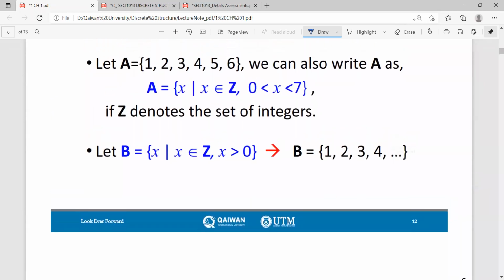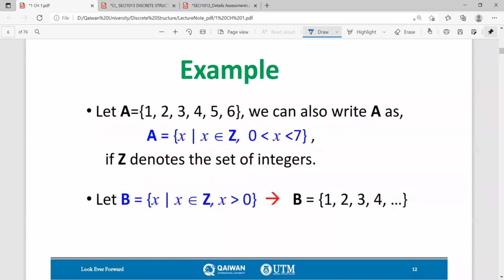As you see here, we have this example. We say, let A be 1, 2, 3, 4, 5, and 6. We can also write A as this. A equals x, where x belongs to Z. Z is the set of integer numbers. And x is between 0 and 7. This is the condition on x. Okay? This is the condition on x.